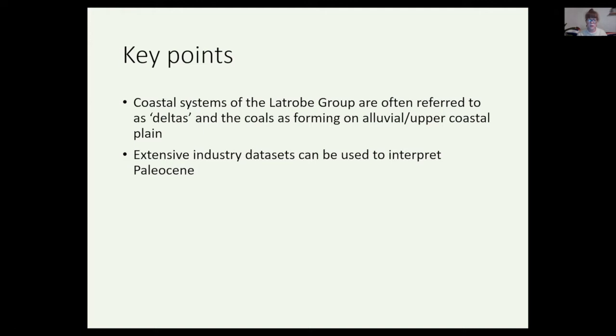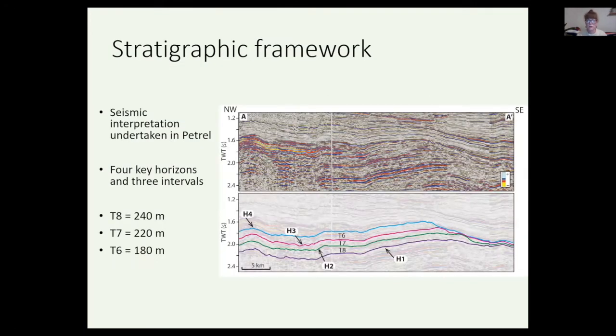So we decided to use the extensive industry data sets to interpret particularly the deeper interval where there's been less interpretation undertaken. So we've developed a stratigraphic framework, which is composed of 4 key horizons, which envelope 3 key intervals. These are termed the T8, T7, and T6, which is a pre-existing nomenclature we've carried deeper. And these intervals show a general slight decreasing thickness, with the T8 being 240 meters thick and thinning slightly to the T6.